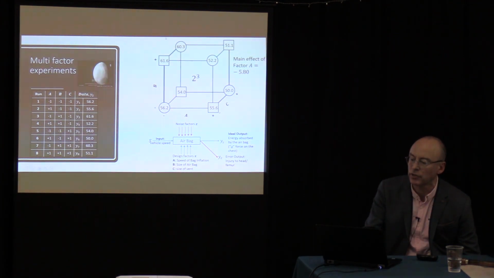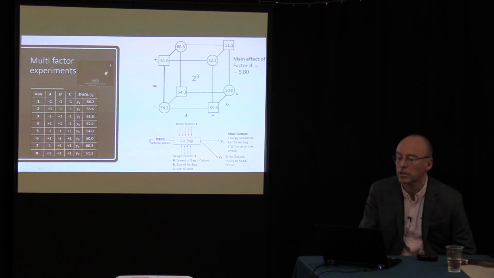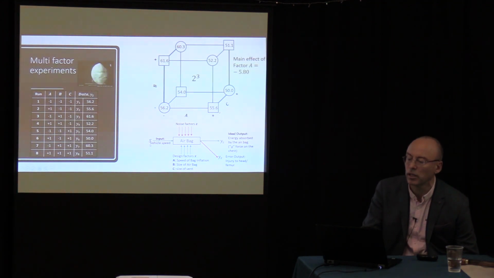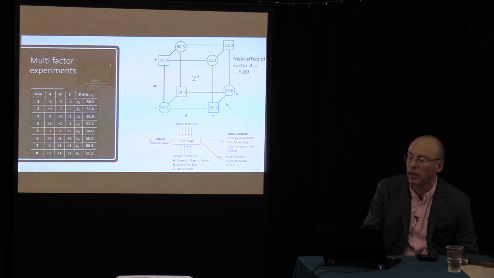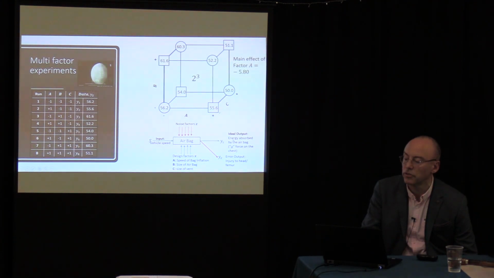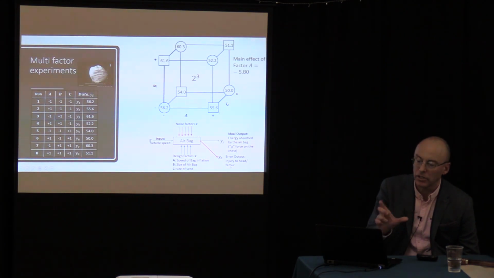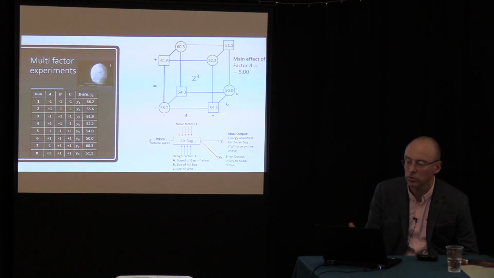So that very well fits into the model that I had before. I've just sketched it. The input variable here is the vehicle speed. The airbag then inflates, and the ideal output, of course, is the energy absorbed by the airbag, and we can measure the G-force on the chest, for example, as a measure of that. The error output would be injuries, typically to the head or to the femur. You'll often get head injuries and broken legs or ankles.